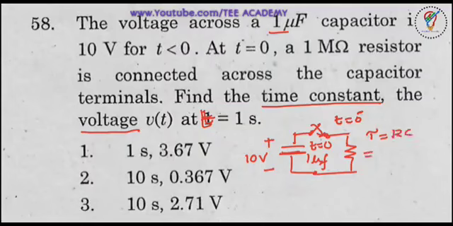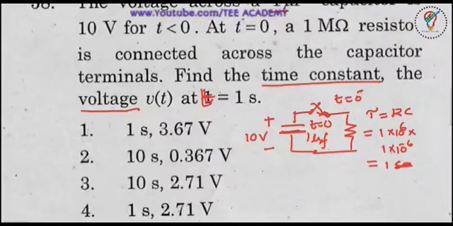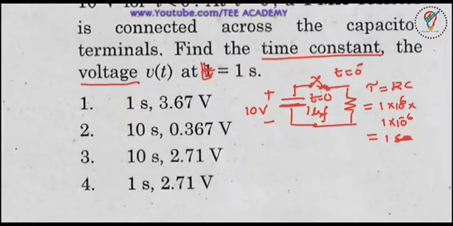Now the R value is 1 into 10 power 6 ohms, that is 1 mega ohm, and the capacitance value is 1 microfarad, means 10 power minus 6. So finally you will get 1 second. So the time constant is 1 second.